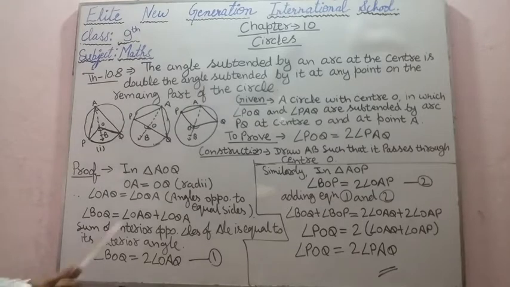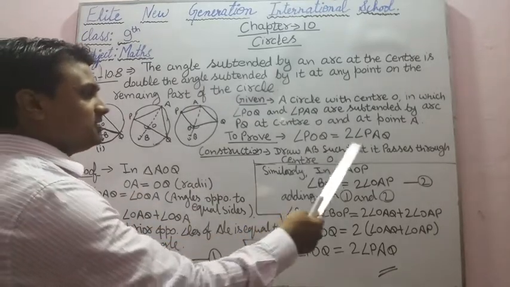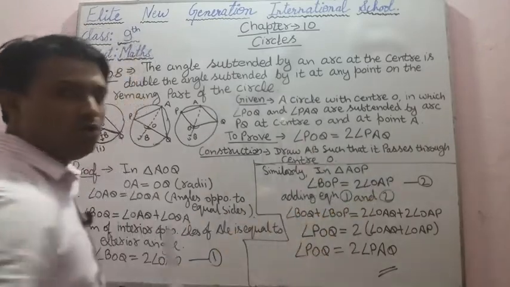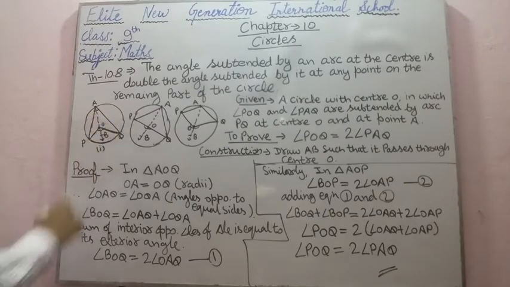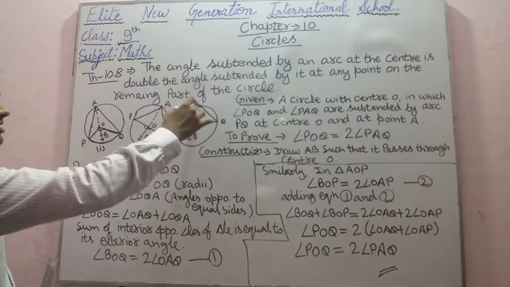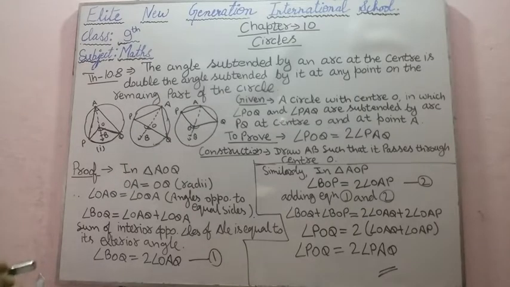Here we have to take one construction. Draw AB such that it passes through center O. Similarly, in all three cases we will draw AB so that it passes through point O, the center.